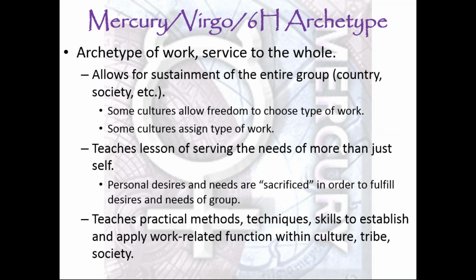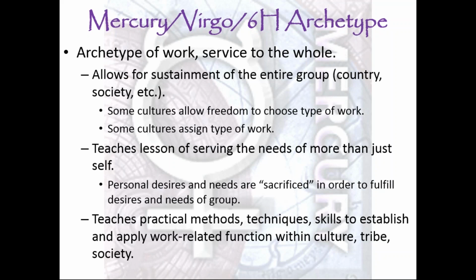Mercury through Virgo in the 6th house is also the archetype of work and service to the greater whole. And this then allows for sustainment of the group, be it a country, a culture, or society, or even a family unit. Now, some cultures allow us the freedom to choose our type of work, and in some cultures, the work is assigned for us. Either way, freedom or being assigned, this teaches the lessons of serving the needs of more than just ourself. In other words, our personal desires and needs are, quote unquote, sacrificed in order to fulfill needs and desires of the larger group.